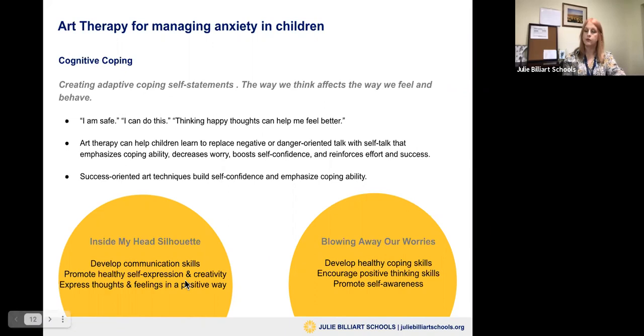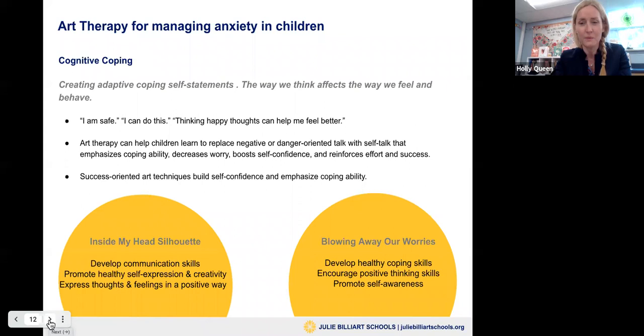And success-oriented art techniques help build confidence and emphasize coping ability. So when you have something that's kind of loosely based, but the end result is always good, like dropping watercolor on wet watercolor paper, or watching ink mix on a tile or paper, the results are always beautiful. That's kind of a confidence building exercise. Yes.